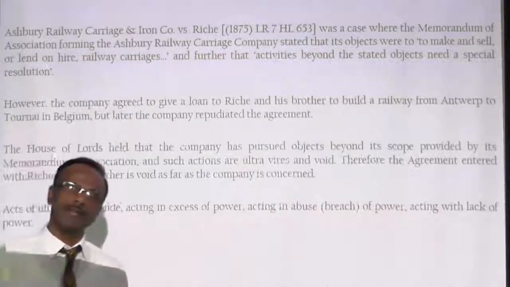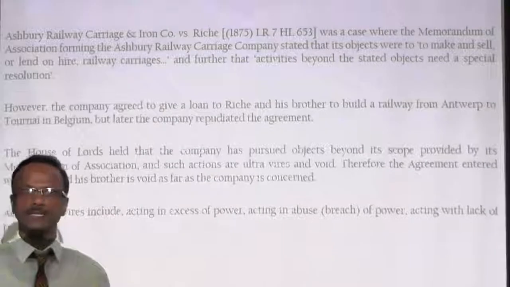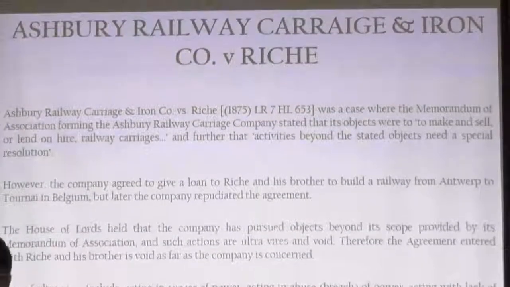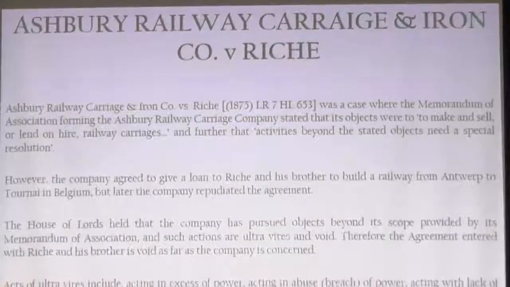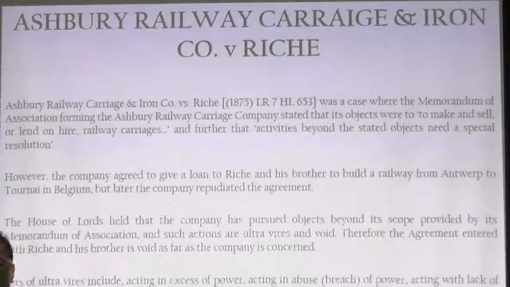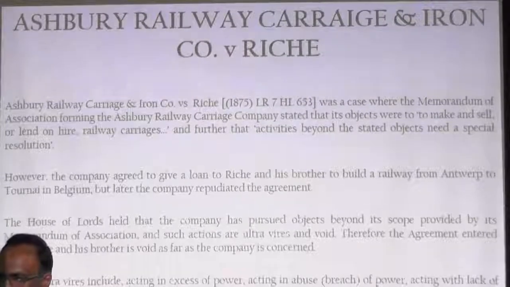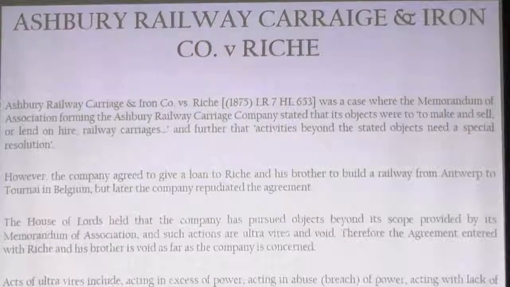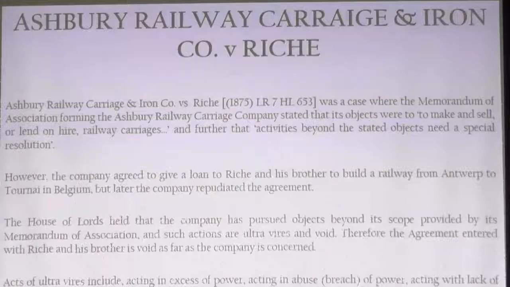Now we come to a very interesting case in this respect, known as Ashbury Railway Carriage and Iron Company versus Riche. What happened in this case was that the Ashbury Railway Carriage and Iron Company had a memorandum of association that stated among its objects to make and sell or lend on hire railway carriages. And further, that activities beyond the stated object need a special resolution.